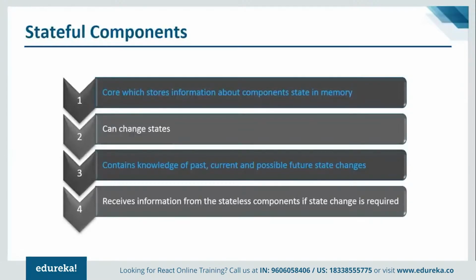Now these components can change the states as well. They contain the knowledge of the past, current and future possible changes in state of the component. In case there is a change in state, they will always receive the information from the stateless components. Thus, these components are called the smart or active components.